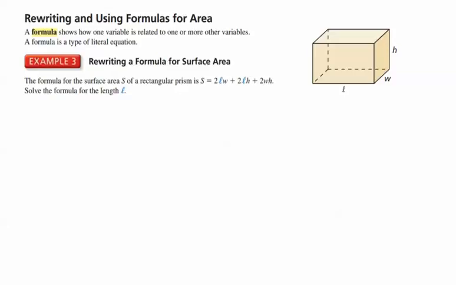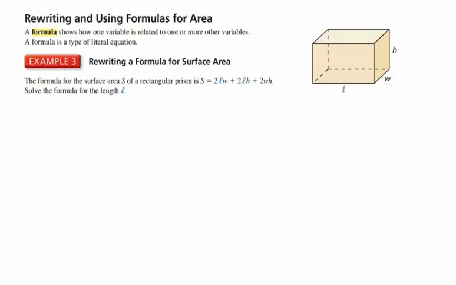So in this video, we begin with example 3. We're rewriting and using formulas for area. One of the formulas that we want to work with is the formula for the surface area of a rectangular prism. And a rectangular prism is just a box-like shape. If you looked at a box, you would see that it has 6 sides to it.